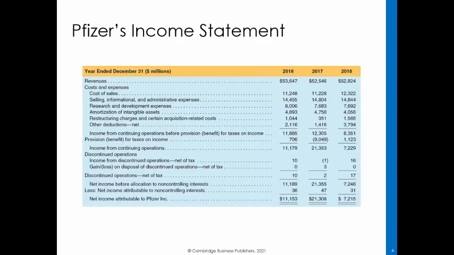Revenue does not include gains or losses on the sale of assets such as property, plant, and equipment, or investments, nor does it include interest and dividend income on investments, or gains or losses on their sale. These items appear in different sections of the income statement.